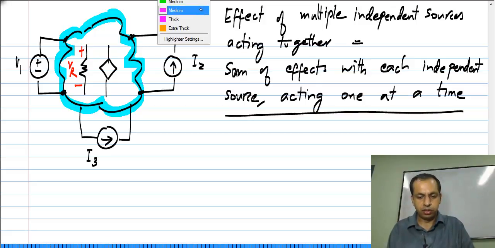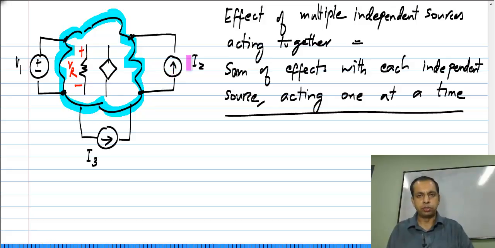In this particular circuit, there are 3 independent sources. What this is saying is, this VR, the voltage across the resistor, due to the 3 independent sources, can be calculated by taking one independent source at a time, calculating the value of VR for each case and summing the values together. So, that is all that is there to it. That is what superposition is.